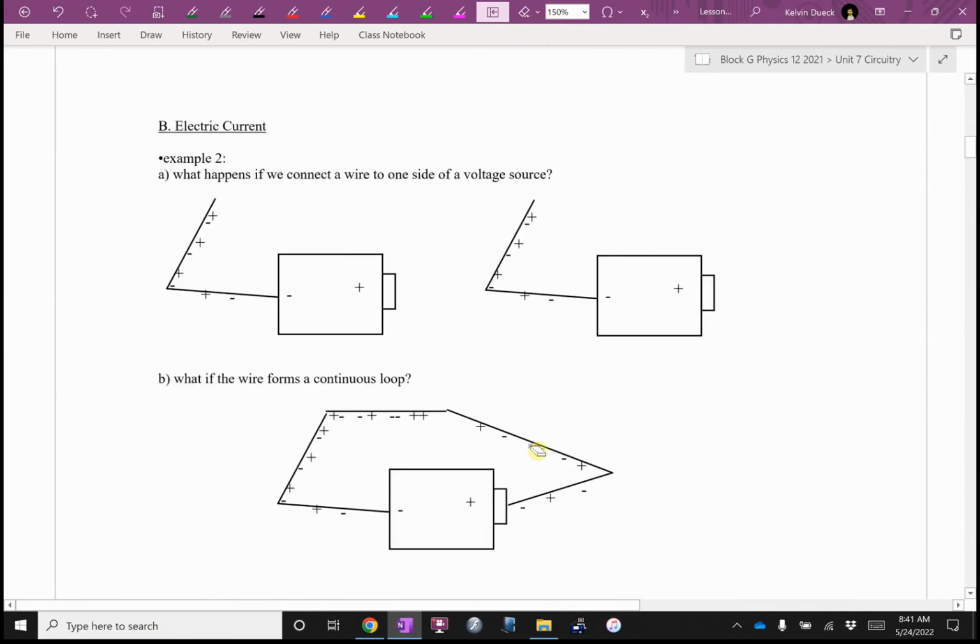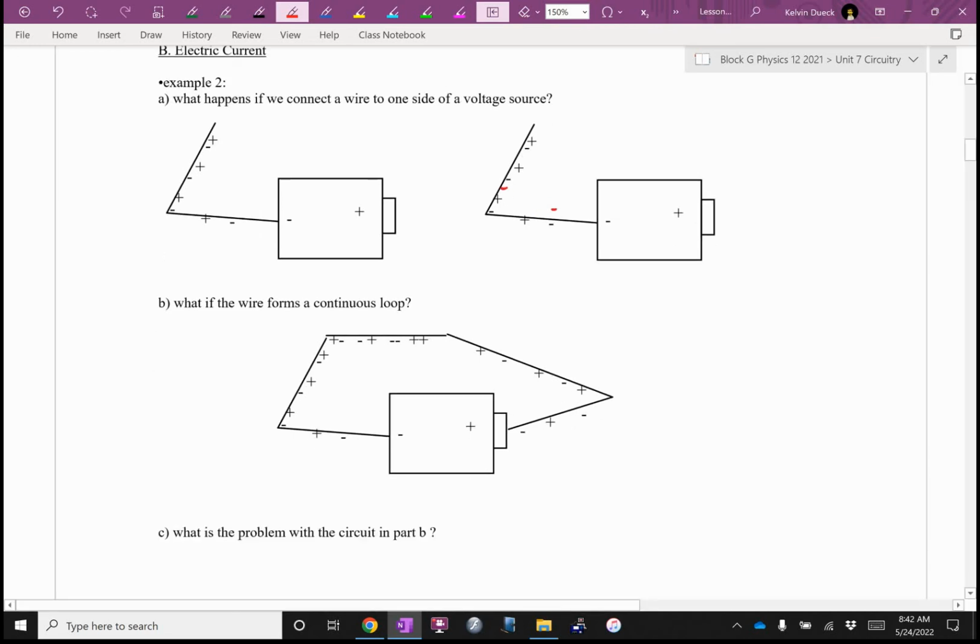Now let's talk about electric current. What happens if we connect a wire to one side of a voltage source? So here's a voltage source. Like charges repel, so a few extra negatives will get repelled and go onto that wire. But as soon as that wire achieves the same voltage, the same energy per coulomb as what's in the battery, nothing's going to happen. Basically, no current will flow. I lied a little bit. Technically, a few electrons will make the jump, but very quickly, nothing's going to happen.